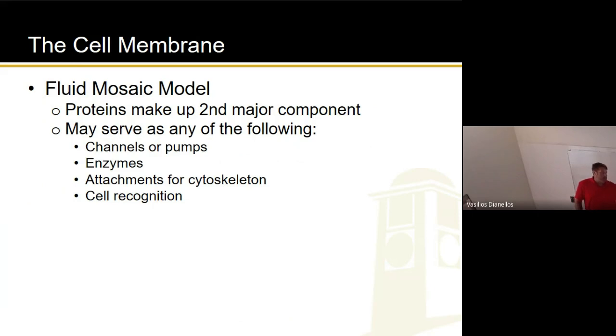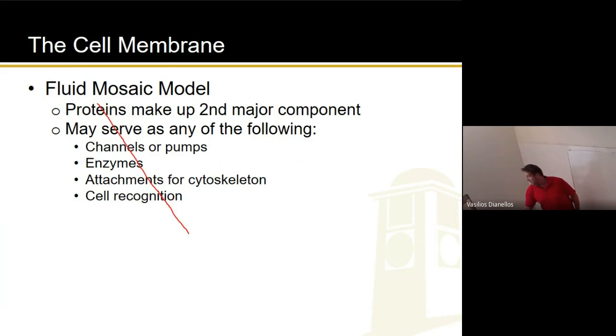And obviously there's going to be attachments for the cytoskeleton. Because remember, even though you don't necessarily need to remember, that's the stuff inside your cell that gives it its shape and helps it maintain its shape. And it also helps for cell recognition, which makes sense, because this is on the outside of the cell. Cells need to recognize each other and say, oh yeah, that's part of my body, or oh no, that's not part of my body. We need to send something from the immune system to kill it, for example.